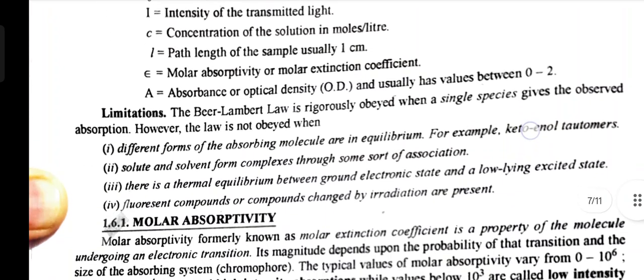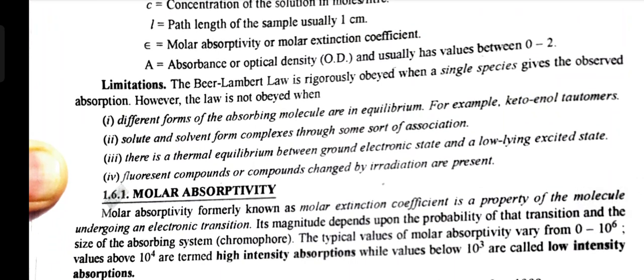Limitations. The Beer-Lambert law is rigorously obeyed when a single species gives the observed absorption. However, the law is not obeyed when, first, different forms of the absorbing molecule are in equilibrium, for example, keto-enol tautomers. Second, solute and solvent form complexes through some sort of association. Third, there is a thermal equilibrium between the ground electronic state and a low lying excited state. Fourth, fluorescent compounds or compounds changed by irradiation are present. Now, molar absorptivity.